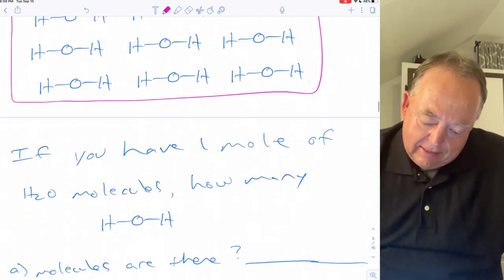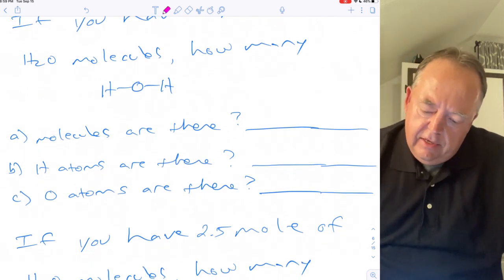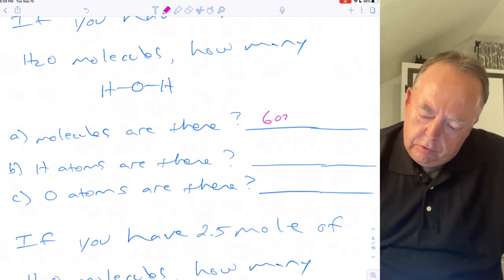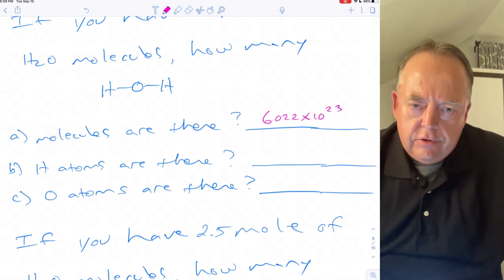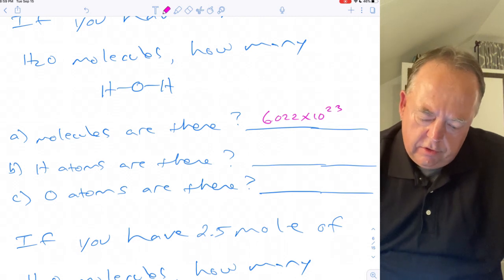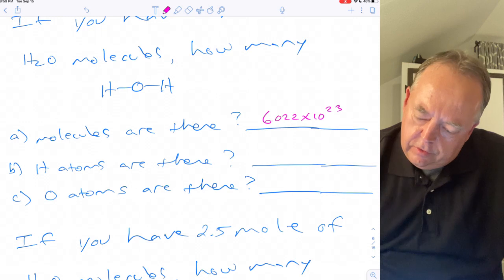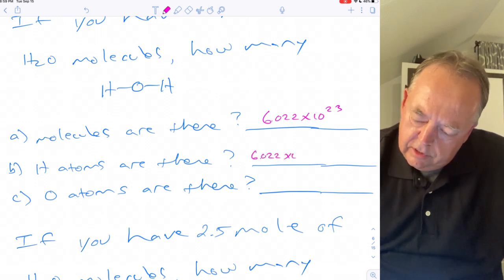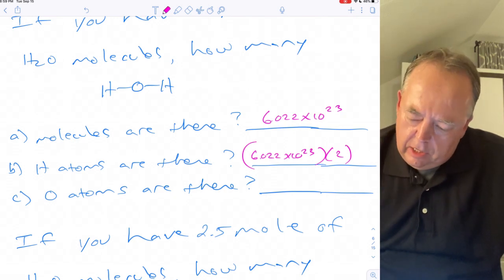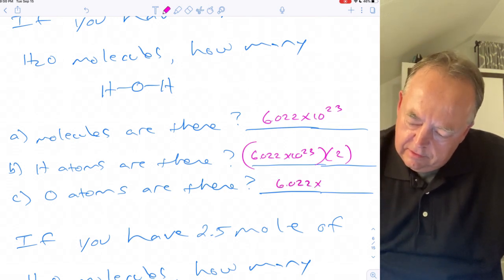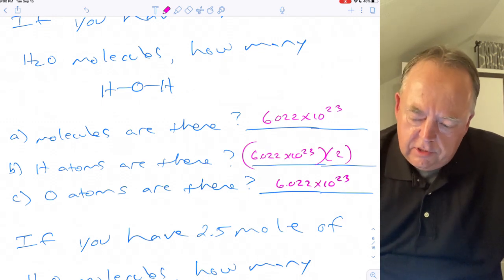Okay, so that's a dozen. So if you have 1 mole of water molecules, how many water molecules do you have? Then you have 6.022 times 10 to the 23rd, right? Because 1 mole of anything is Avogadro's number, 6.022 times 10 to the 23rd. How many hydrogen atoms do you have? Well, there are 2 hydrogens per molecule, so you would have 6.022 times 10 to the 23rd times 2. And how many oxygen atoms do you have? There's 1 oxygen per molecule, so 6.022 times 10 to the 23rd.